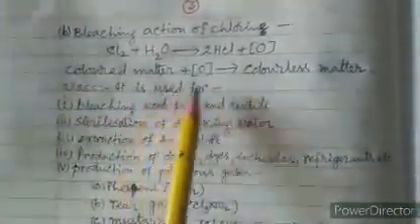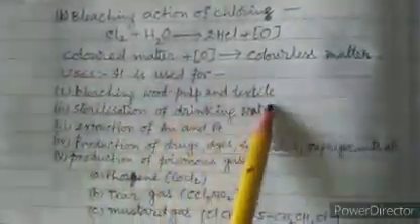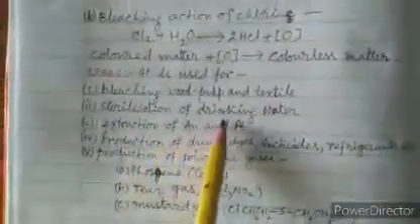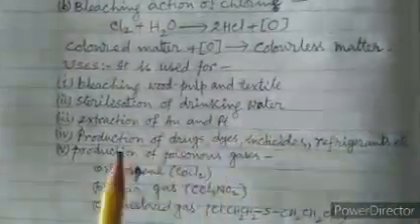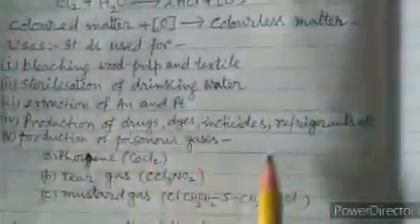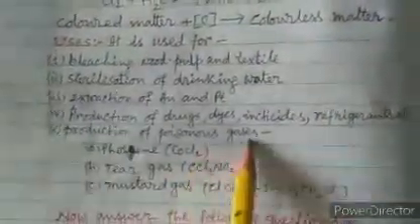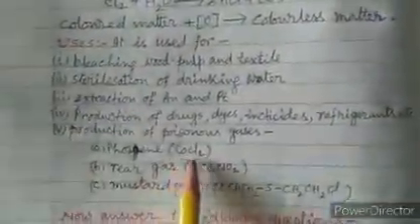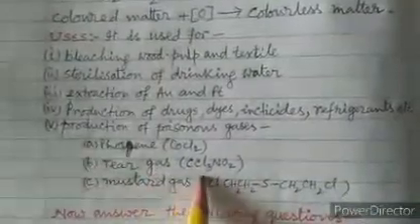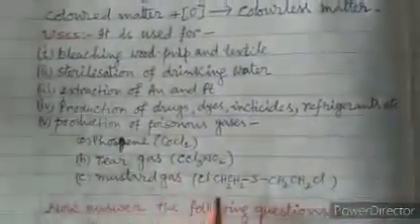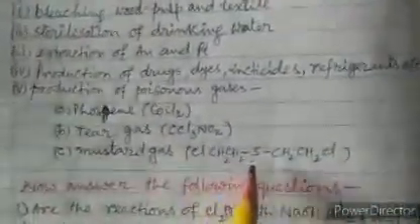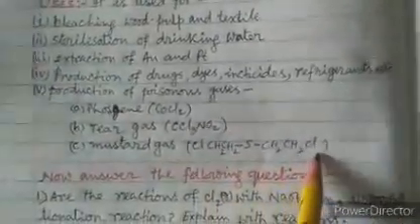Uses. It is used for bleaching wood pulp and textile, sterilization of drinking water, extraction of gold and platinum, production of drugs, dyes, insecticides, refrigerants, etc., and production of poisonous gases such as phosgene, COCl2, tear gas, CCl3NO2, and mustard gas, ClCH2CH2SCH2CH2Cl. Now answer the following questions.